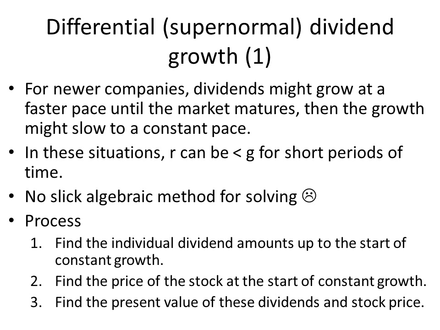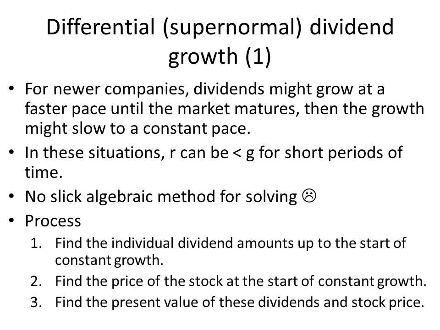Okay, now let's discuss the third case, which is known as differential or supernormal dividend growth. For newer companies, the dividends might grow at a faster pace until the market matures, then slow to a constant pace. For example, right now, Facebook. Facebook is growing like crazy, but we know eventually that growth will slow. If Facebook were paying dividends, we might expect to see their dividends grow at a faster pace until that market matures, then slow to some sort of constant pace.